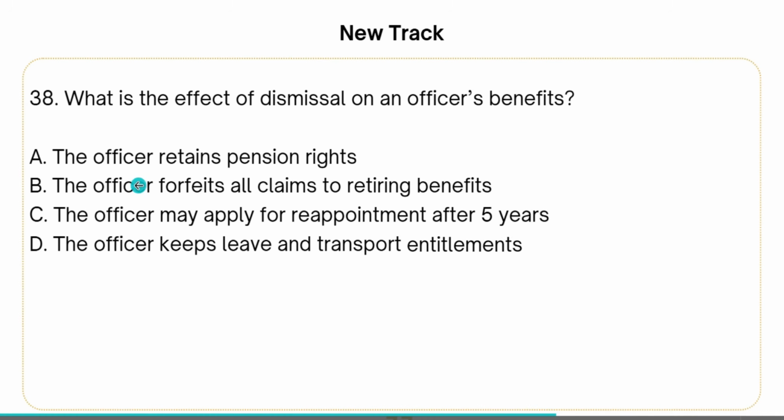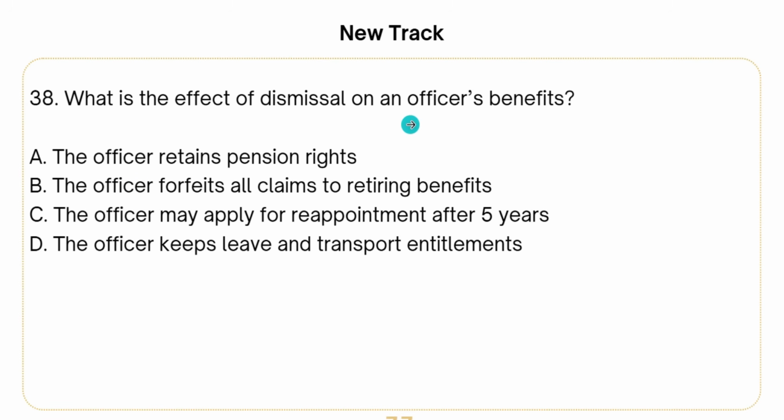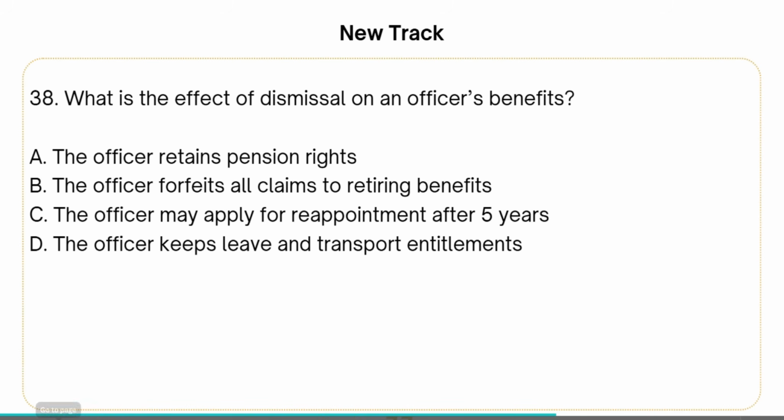Question number 38. What is the effect of dismissal on an officer's benefits? A. The officer retains pension rights. B. The officer forfeits all claims to retiring benefits. C. The officer may apply for reappointment after 5 years. D. The officer keeps leave and transport entitlement.